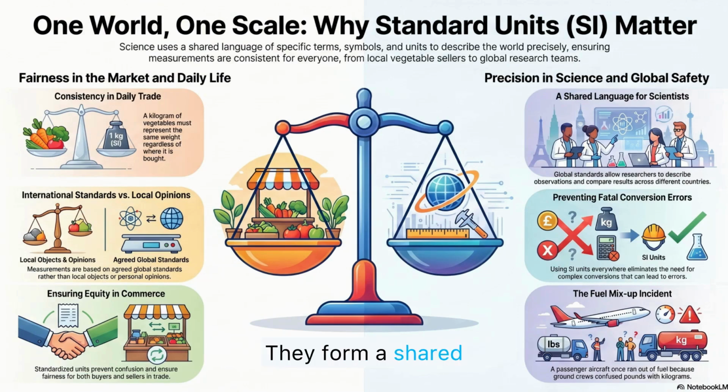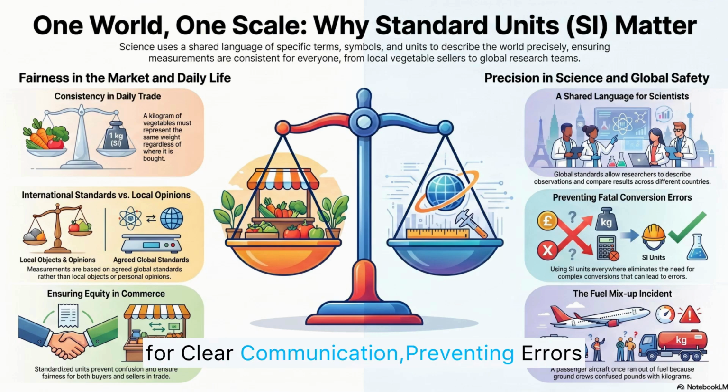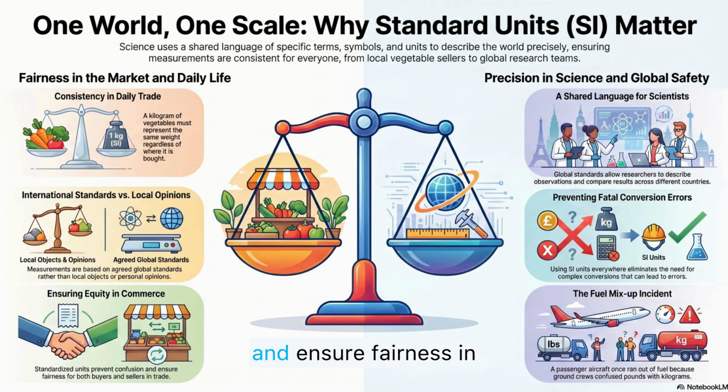Standard SI units are measurements based on agreed international standards rather than local objects or opinions. They form a shared language of specific terms and symbols that ensures a measurement means the exact same amount everywhere in the world. For example, the kilogram is a standard SI unit. Relying on these internationally agreed upon units is crucial for clear communication, preventing errors, and ensuring fairness in daily life.